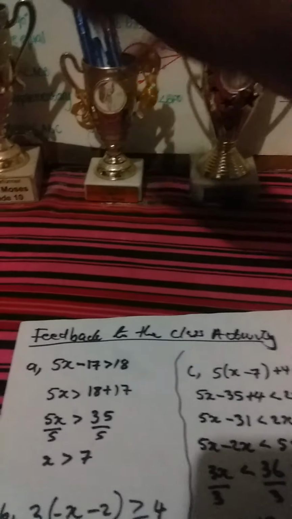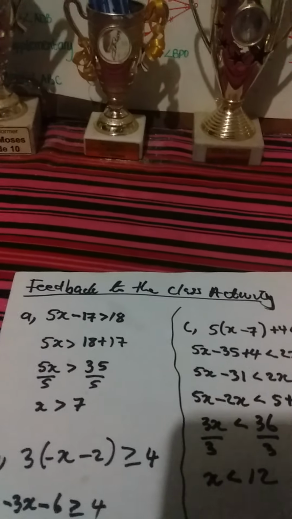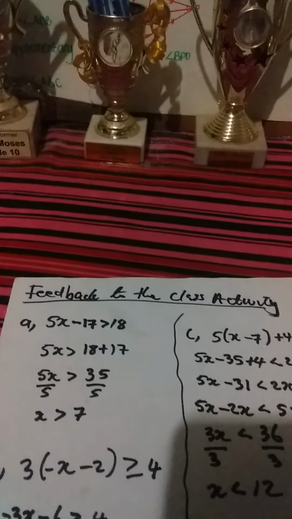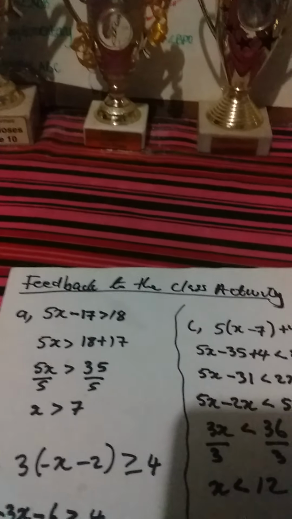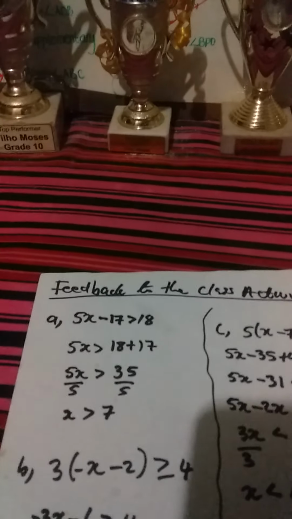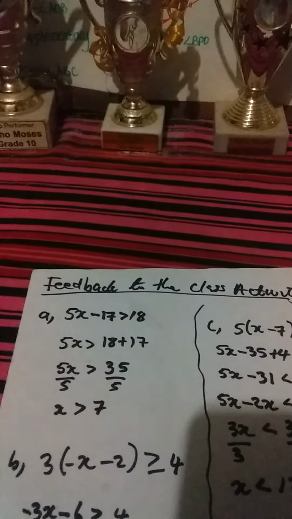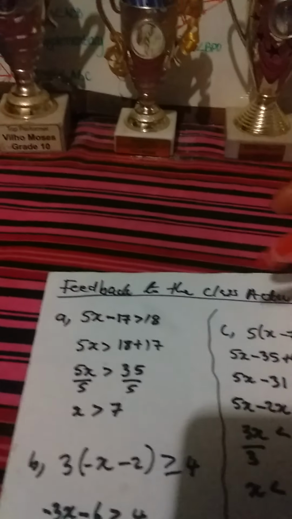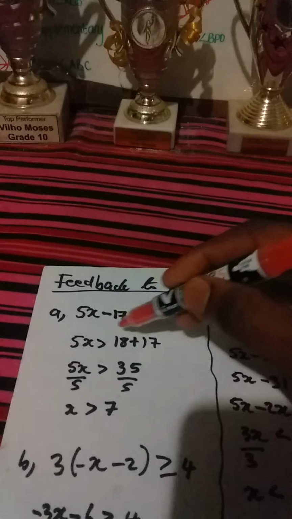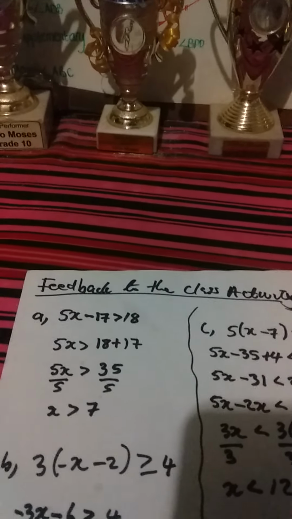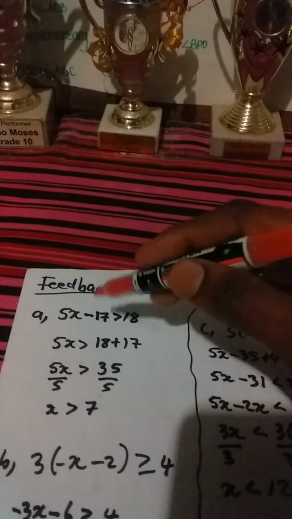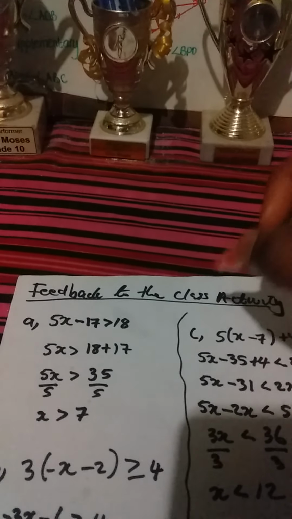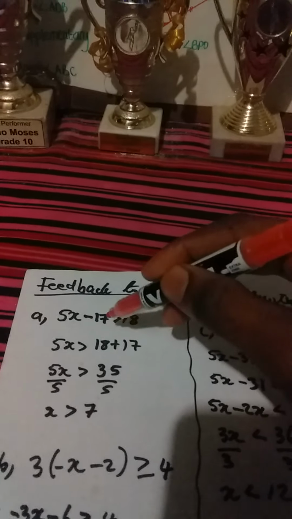So in A we had 5x minus 17 greater than 18. And as I said, we solve linear inequality the same way we solve linear equations. So in A, we have to apply the concept of linear equations, whereby we have to transfer all the like terms on one side. So we have 5x minus 17 greater than 18. So you have to transfer 17 to the other side.